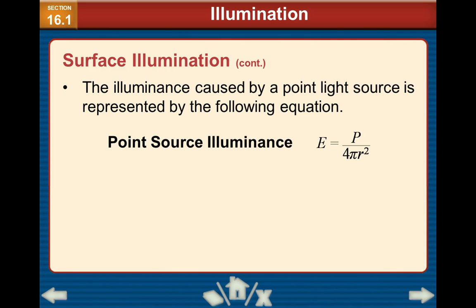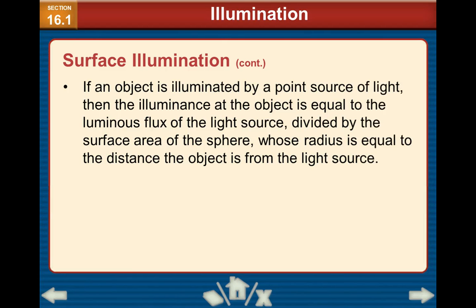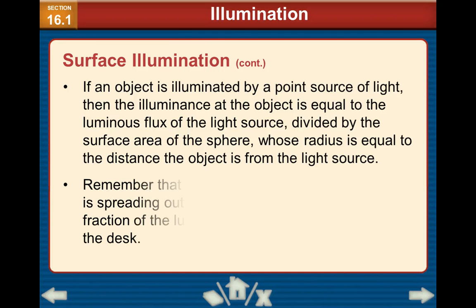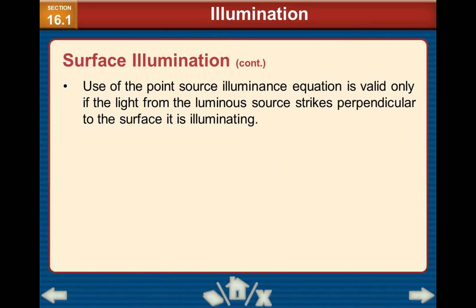E, which is the luminance, is equal to P, which is the luminous flux at the source, over 4 pi r squared. So if we know what the radius is and we know what the P value is, we could figure out the new E value at any particular distance. Again, the luminous flux is traveling out in all directions, so you're only going to get a fraction of the luminous flux at any particular area.